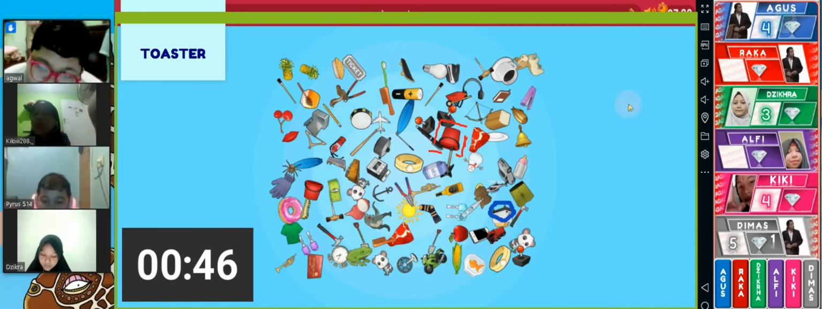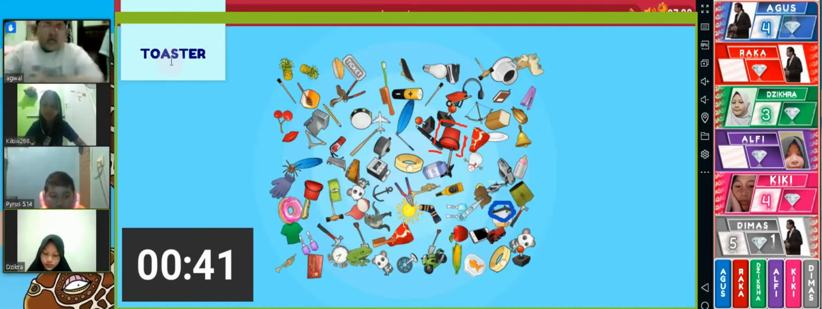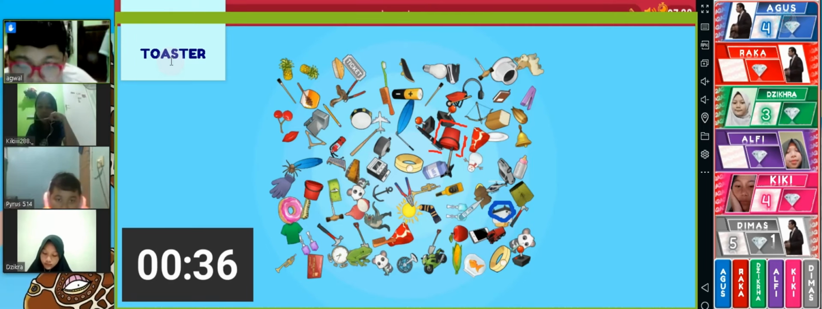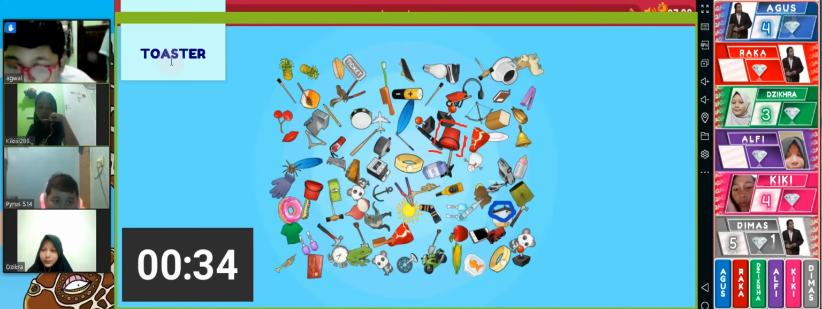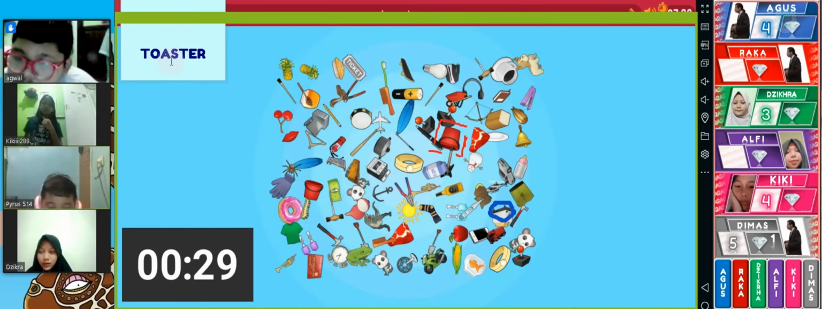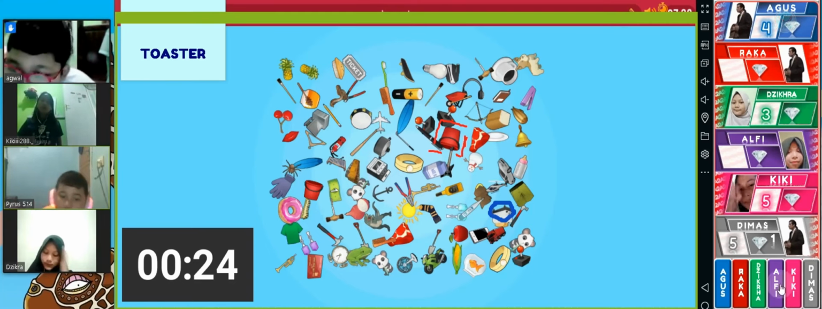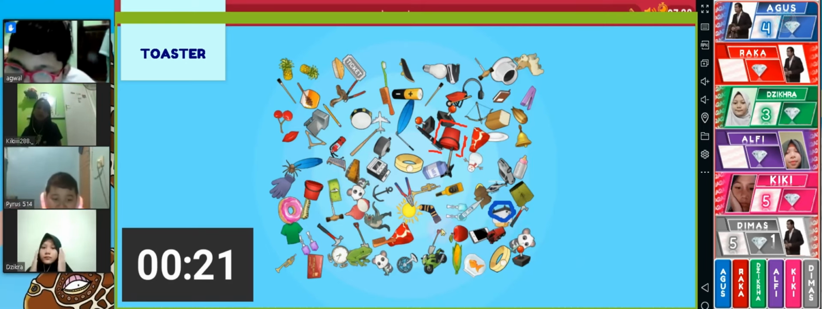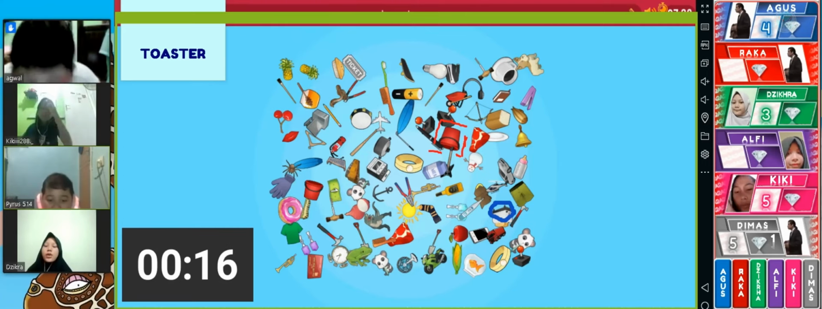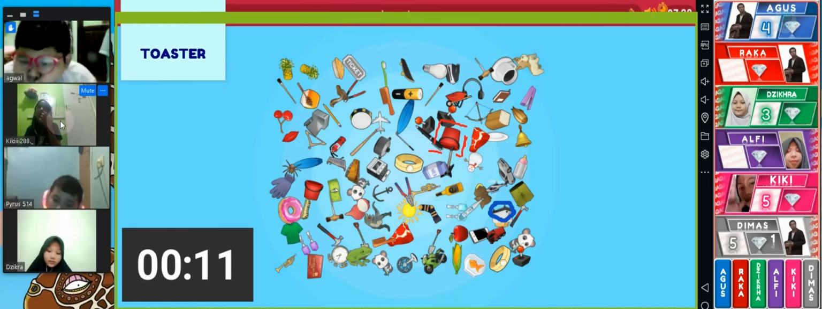Good job. So, definition. Toaster. A toaster is a piece of electric equipment used to toast bread. An electric machine for making toast. Toast is roti bakar. No Bahasa Indonesia. So I use it to make bread, like burnt bread.